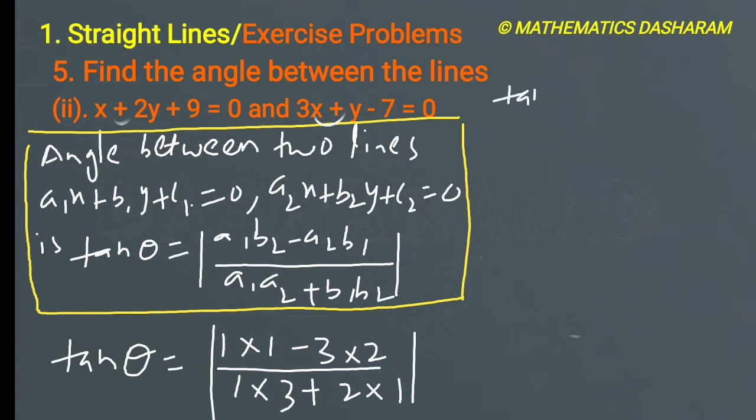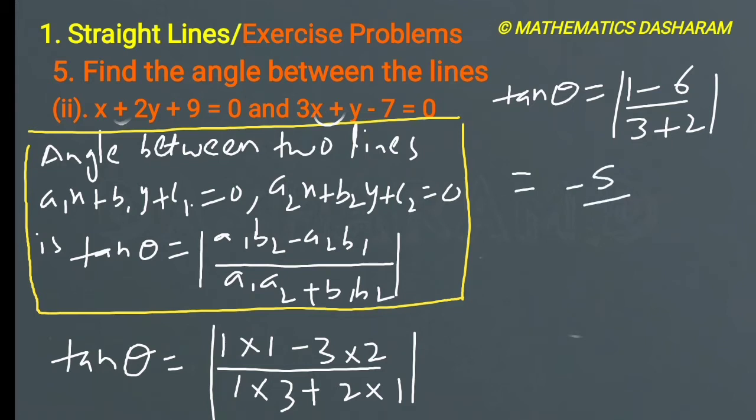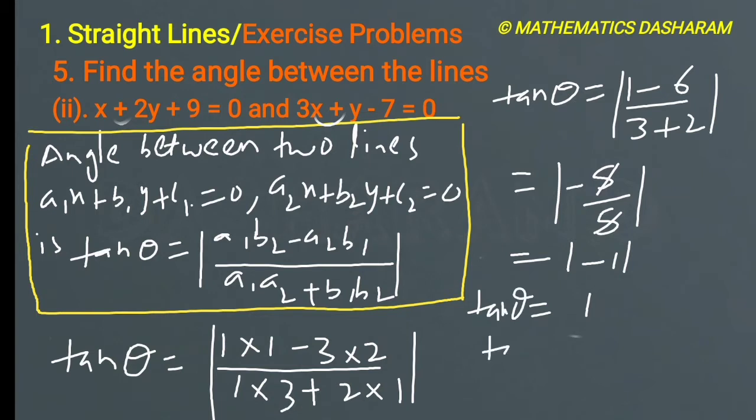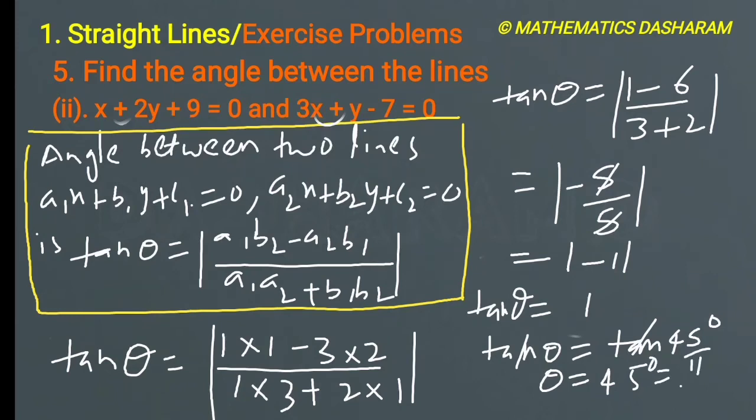So now tan theta equals 1 into 1 is 1, 3 twos are 6, by 3 into 1 is 3 plus 2 into 1 is 2. 1 minus 6 is minus 5, 3 plus 2 is 5. So 5 cancels, minus 1. So the mod symbol is helpful to make it positive. So minus 1 is a plus 1. So tan theta equals 1 means tan 45 degrees. So then tan cancels, theta equals 45 degrees. So it is equal to pi by 4.